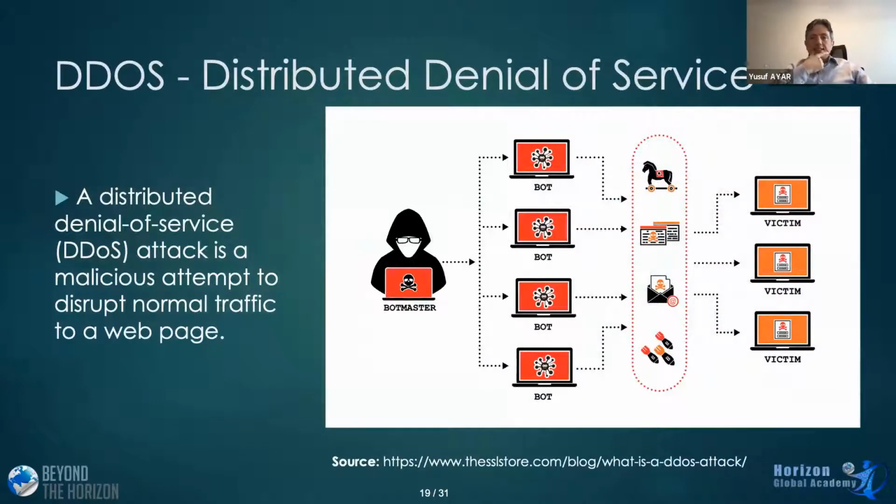So now let's look at the first threat, which is a very notorious one: distributed denial of service, DDoS. A distributed denial of service attack is a malicious attempt to disrupt normal traffic to a web page or a service. In the picture, you will see a bot master on the left side managing or commanding the victim machines via some intermediary bots. Actually, this is a kind of hiding mechanism for the attacker. It hides itself, and no one can easily know who is managing those victim computers.